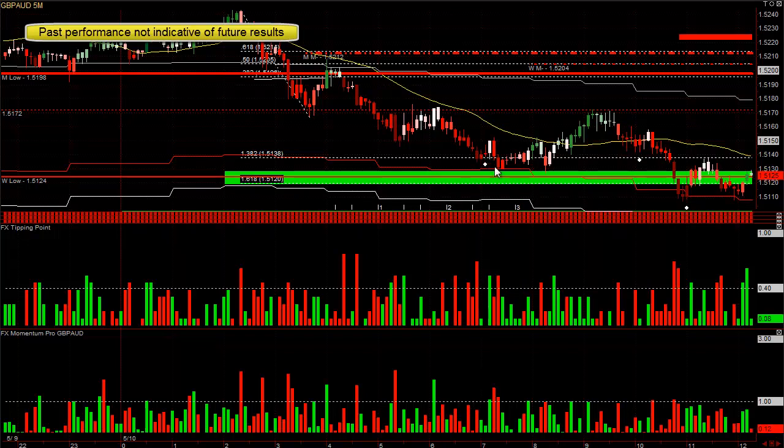So the Fibonacci profit target, the previous week's low, and our trading zone, which is usually a likely low for the day, is a great place to get out of this trade. Excellent place. And again, that's a nice 40 pip move.